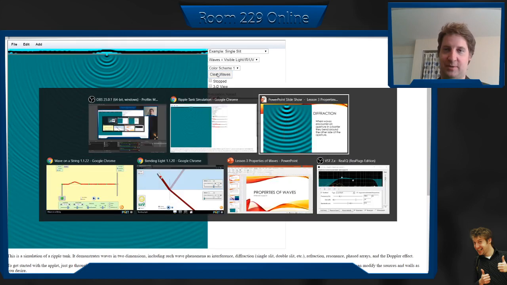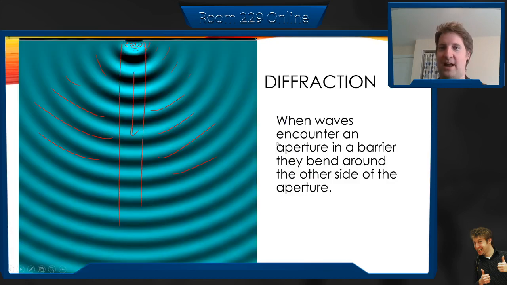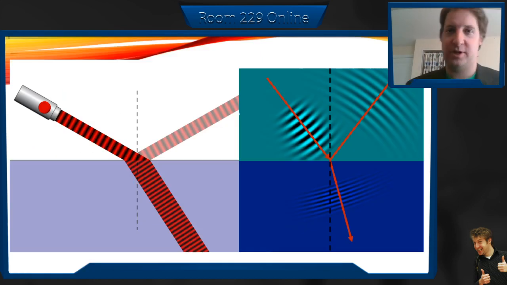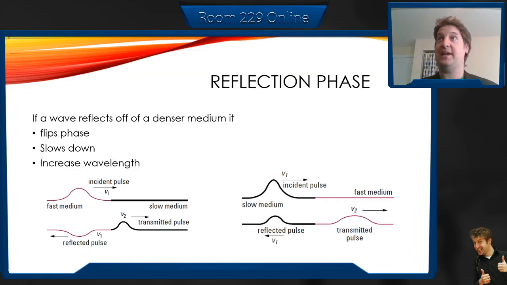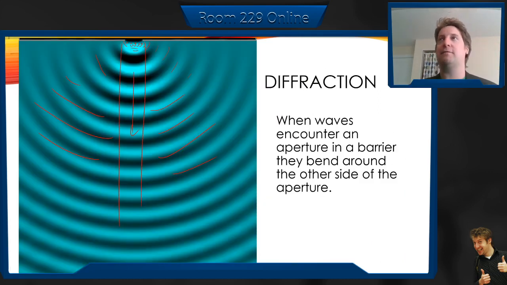What do we say about diffraction here? It's when waves encounter an aperture in a barrier, they bend around the other side of the barrier. All right, so we have a bunch of new words here. Reflection, refraction, propagation, phase, what happens to the phase when things reflect, and diffraction. We defined all these terms in lesson 1, but hopefully these clear up some of the confusion.